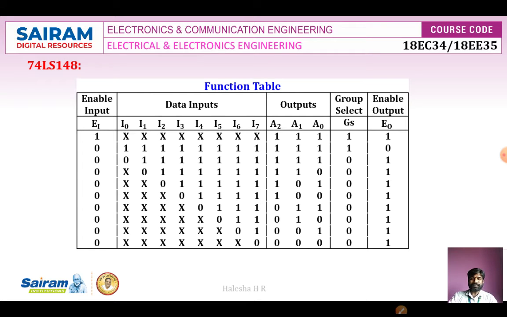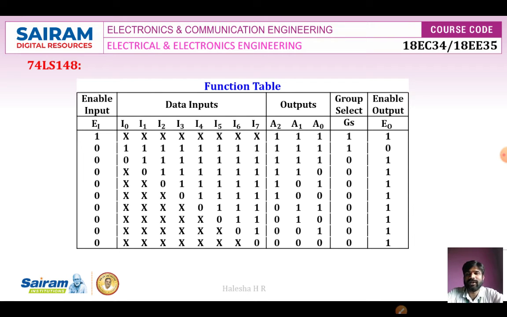Observe the next row. Enable input is 0 and I0 is 0, the remaining all 1. So I0 is selected. So the corresponding output is all 1 1 1. So one among these is selected, so GS is 0. And it is not required to enable the second one, so enable output is 1. In the next row, I0 is don't care, it can be either 0 or 1. If I1 is 0, that is selected, and priority goes to the highest index, decimal index value, right? So if I1 is 0, remaining all 1, the code is 1 1 0 in active low combination. Correct? So the group is selected, no need to enable the second one. So this is how we complete the function table.